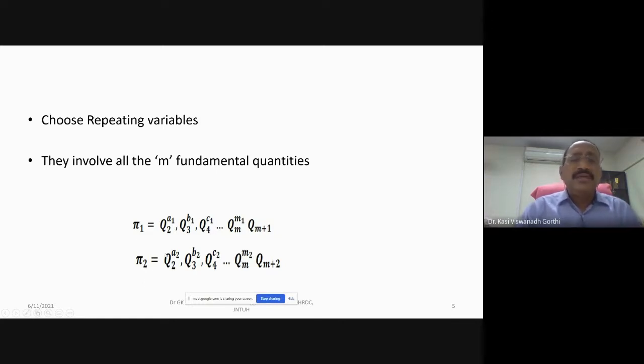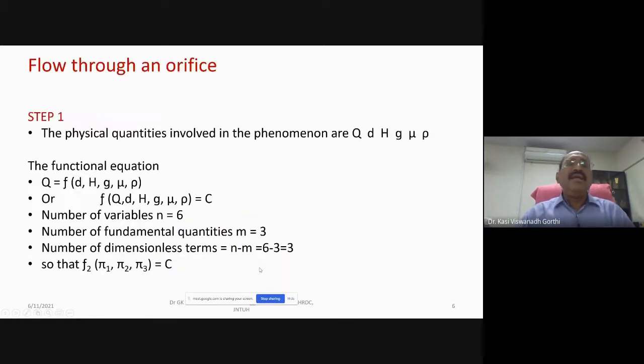How do we formulate? Choose some of the variables as the repeating variables, like q2, q3, q4, qm. These are all called the repeating variables. In each pi term they will be repeated. The m repeating variables will appear in each pi term, and they will be raised to different exponent powers, like q2 to the power a1, q3 to the power b1, q4 to the power c1, and so on. Similarly, a2, b2, c2, next a3, b3, c3. Multiply with one of the remaining terms. This is how the pi terms will be formulated.